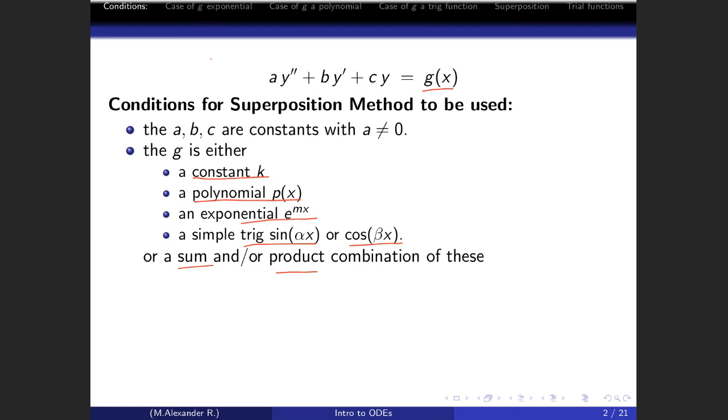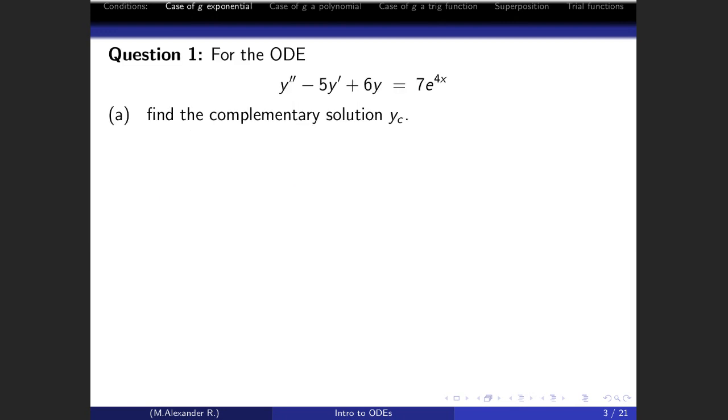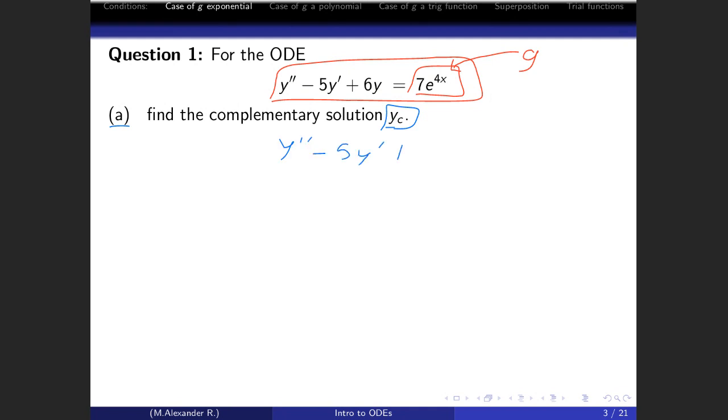All right, so let me go into the first question just to give you a feel for what the method says. All right, so we have a differential equation, and here the g function is given by 7e to the 4x, okay? So now for question A, what I've done is I've broken down the problem into pieces, that way it's manageable. And so for the first question, question A, we want to find the complementary solution to the differential equation. So what that means is that we're going to look at the homogeneous part of this. So we're going to make it equal to 0. And so we're looking at the homogeneous equation.